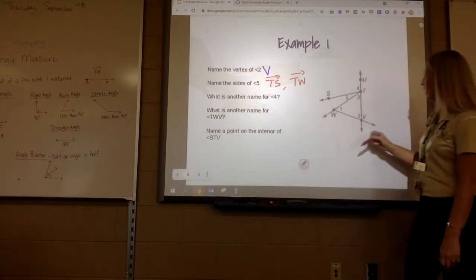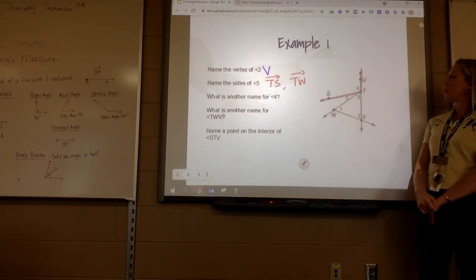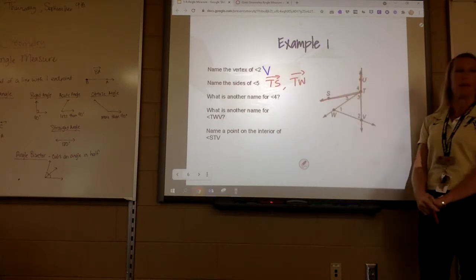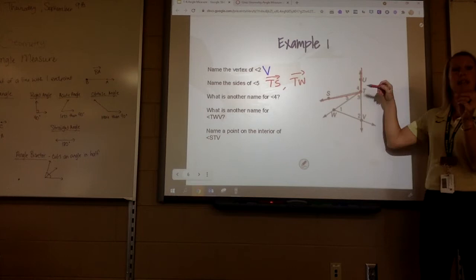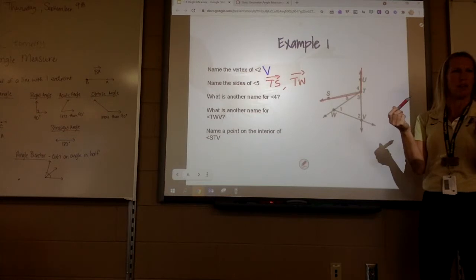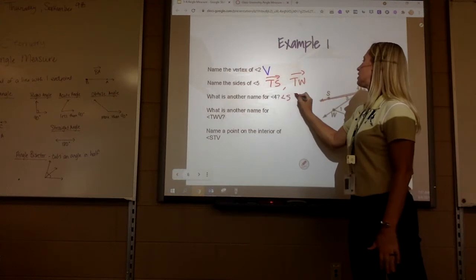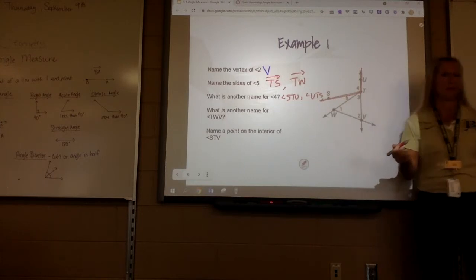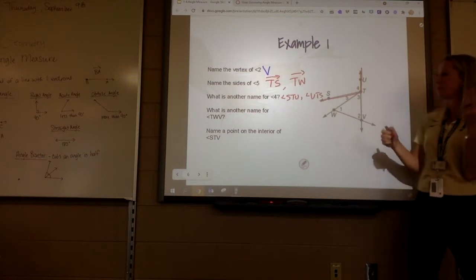Okay, what is another name for angle 4? STU, do you guys see that? Or UTS. Could I just name it angle T? No, because it's connected to other angles. So if it's connected to other angles, I wouldn't know which angle I'm talking about. So you cannot name it just angle T. It'd have to be either angle STU or angle UTS, and either one is correct. And when you're typing it in the computer, you can't put the little angle sign. You just put the 3 capital letters.